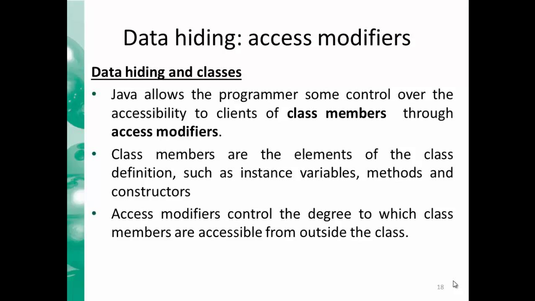Now, when classes cooperate and collaborate, they cannot allow other classes to control or to access all their members. What do we mean by class members? Means the elements of the class definition, such as their instance variables, methods, and constructors. So classes need to hide totally or partially their members from other classes that they cooperate with.